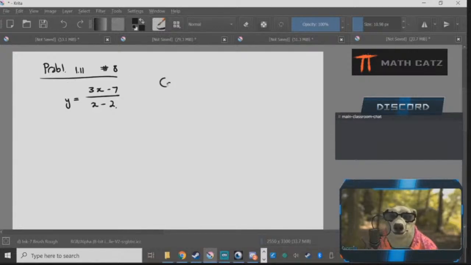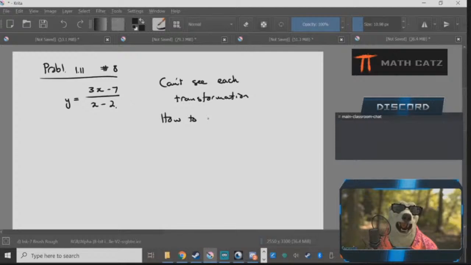So I'll say here, I can't see each transformation that is happening. So how do I rewrite this so that I can see it? The answer is with long division. I know, another favorite, right? It was completing the square. Okay, block that out. Long division, yeah. Long division of polynomials. So let's see how that works.